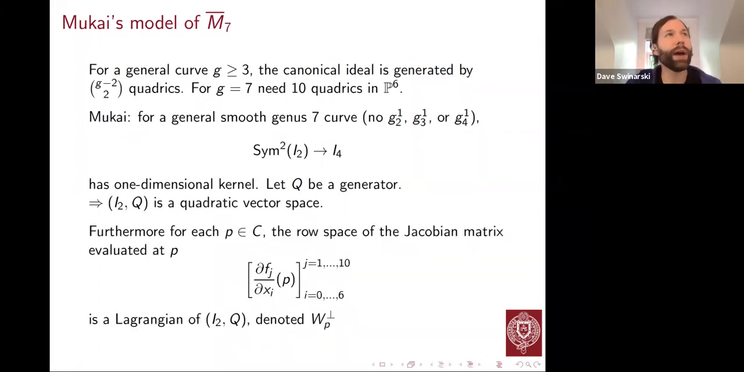Now, whenever you have a quadratic vector space, the question you want to ask yourself is, what are the isotropic subspaces? And Mukai further observed that if you look at the row space of the Jacobian matrix evaluated at any point on your curve, this matrix, since we're working on a non-singular curve in P6, is going to have rank 5. And it's also easy to show that it's isotropic for the form Q just by taking some partial derivatives of Q evaluated on your quadrics. And so we get Lagrangians of this quadratic vector space. And the assignment of this Lagrangian to this point P, Mukai denotes W_P perp.